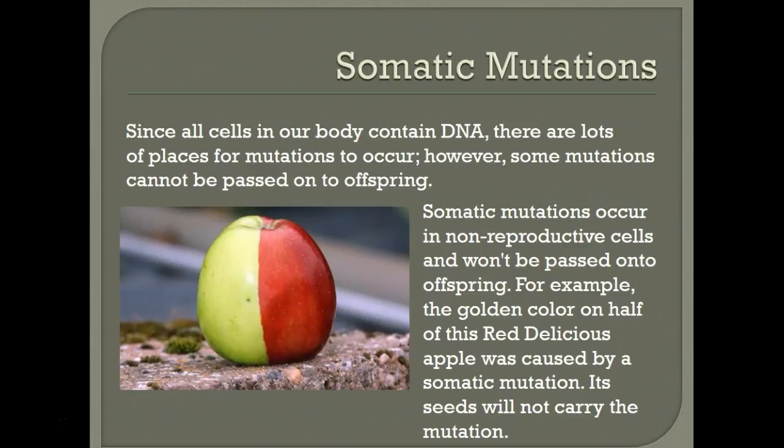In this photograph, you've got a somatic mutation in a red delicious apple. It almost looks like it's half red delicious, half golden delicious. It's not. It's just that half of it has a different pigmentation than the normal red color. If we took the seeds out of this apple and planted them, we're going to get an apple tree that's going to be covered with red delicious apples. They're not going to be half and half as they are here. That's because this was a somatic mutation. It only affected this one apple, and it's not going to be passed on to its offspring. That is the key definition of a somatic mutation: they're not passed on to the offspring.